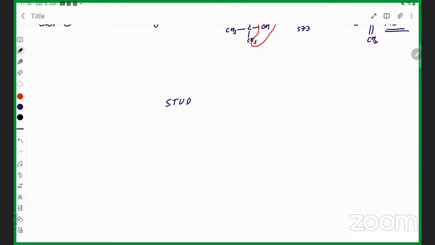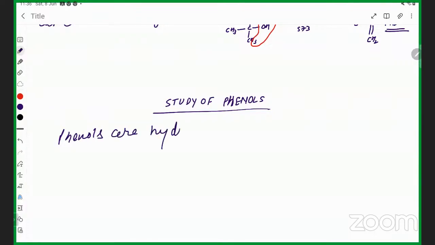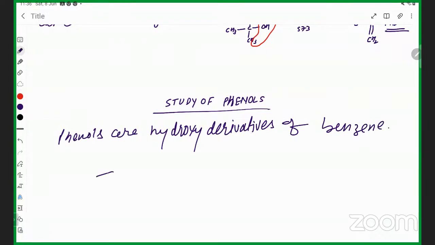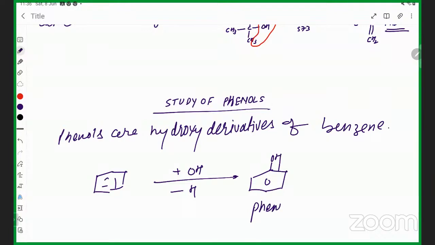Here you see this is the study of phenol. What are phenols? Phenols are hydroxy derivatives of benzene. Suppose this is the benzene, and you are adding the OH group. One hydrogen you can remove, so OH will come out. This is what is called phenol. So phenols are hydroxy derivatives of benzene or aromatic hydrocarbon.